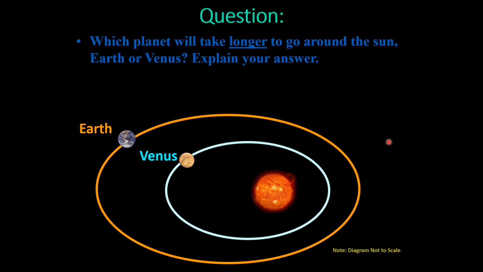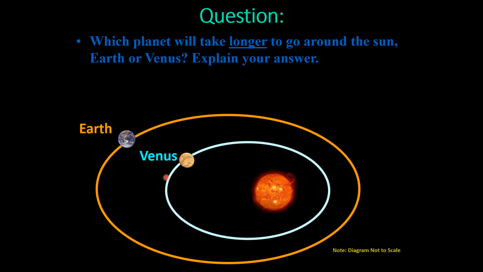So now we're going to take a look at a question just to make sure you understand that. If we have two planets, we have Earth and Venus, and again, this diagram is not drawn to scale at all, just a visual for us. Which planet will take longer to go around the sun? Is it going to be the Earth or Venus? And we want to explain our answer. So looking at the two planets, which one of these do you think would take the longest? Think about it for a second, see if you can come up with a reason, and then we'll tell you the answer.